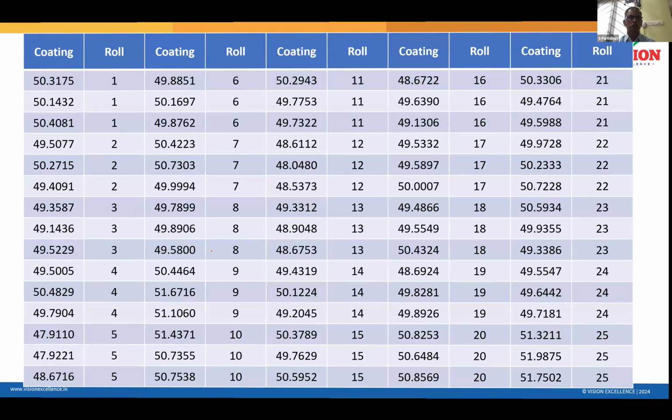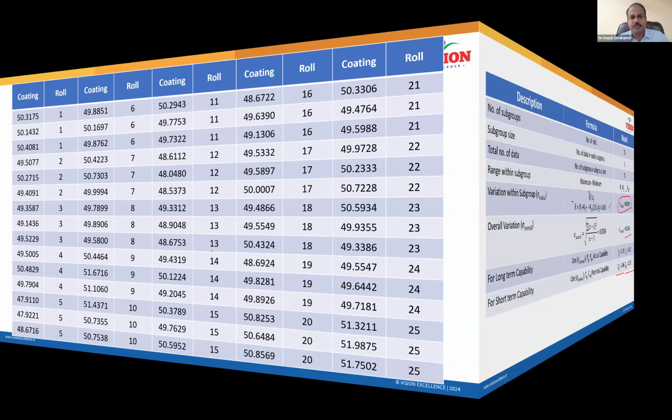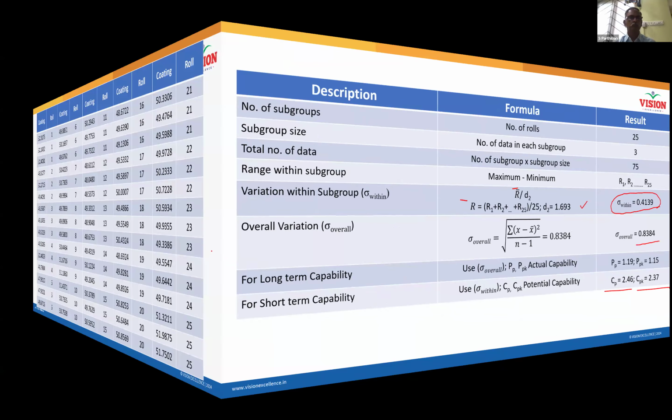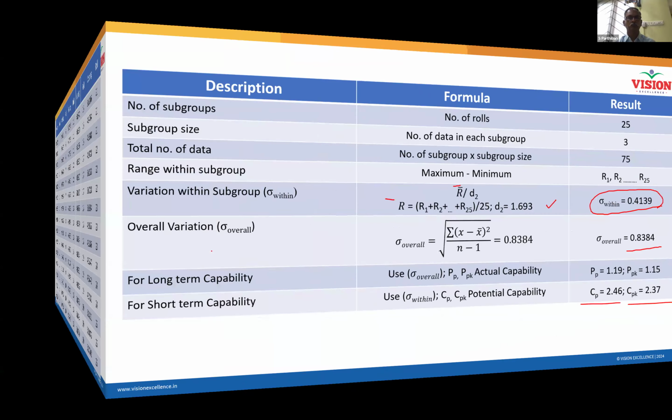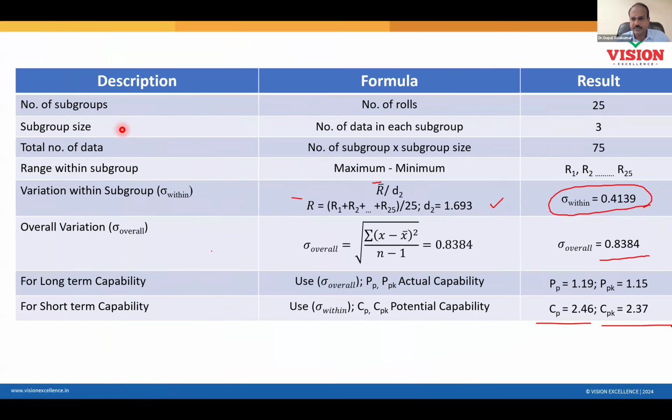Now, some calculation we need to do. The number of subgroups is 25. All of you understand this? Subgroup size is 3. So the total number of data is 75. Now you need to calculate the range for each subgroup. This is known as variation within the subgroup.